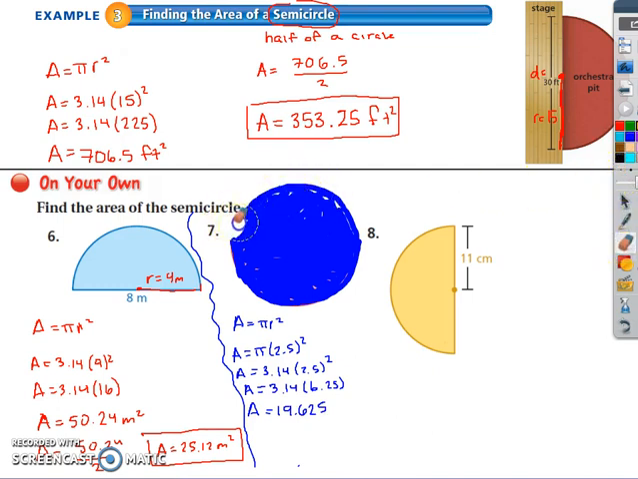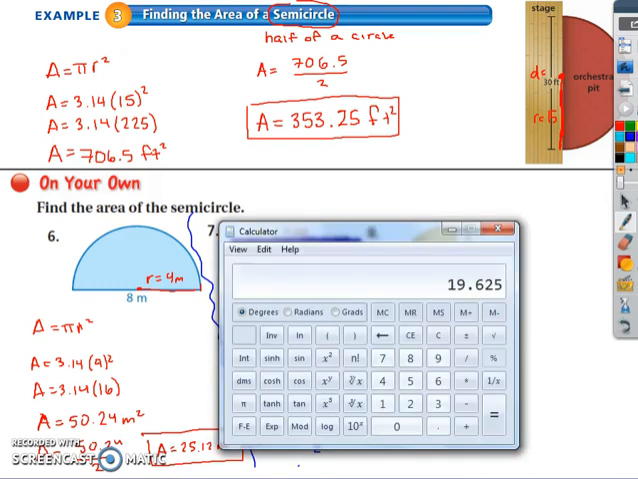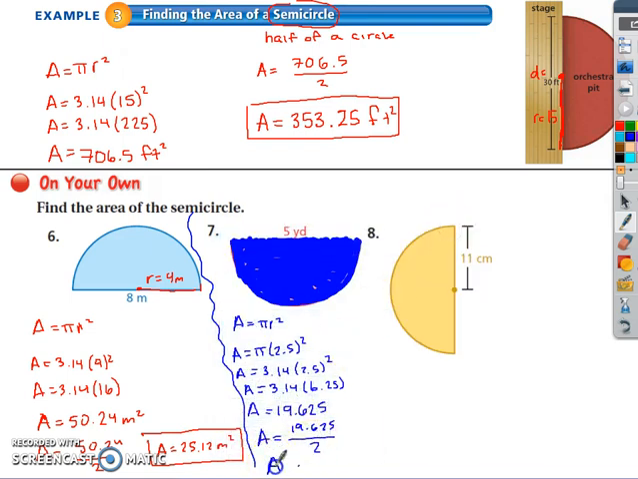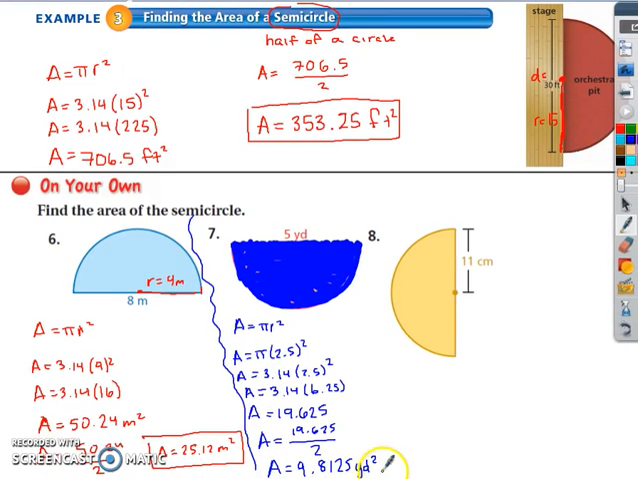So if we want to go ahead and erase the whole top half of this circle, just so that we're left with the bottom part that we want, what we need to do is divide this by 2. So the area that we're looking for is 19.625 divided by 2, and on my calculator I see that that is 9.8125. So my area is 9.8125. My units are yards, and area is two-dimensional, so we have yards squared, or square yards.